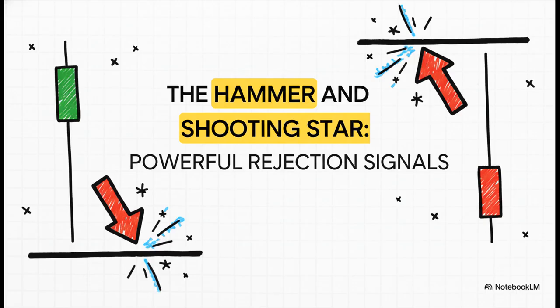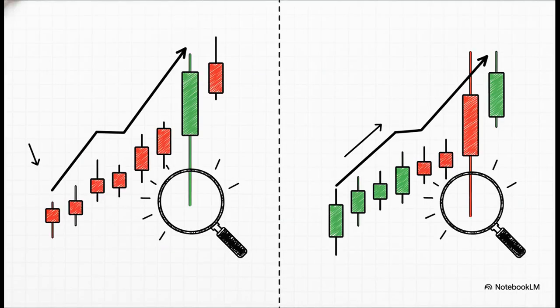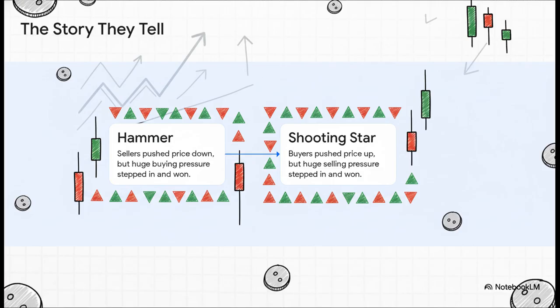Let's meet the hammer and its opposite, the shooting star. Now, at a glance, they just look like mirror images of each other, right? The hammer pops up after the price has been falling, and the shooting star shows up after prices have been climbing. The key thing to look for on both is that super long shadow or wick. It's like a battle scar, showing a massive rejection of that price level.